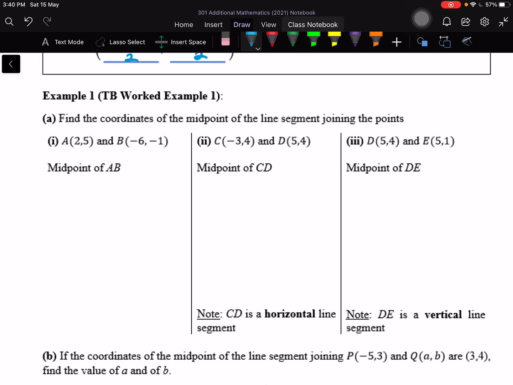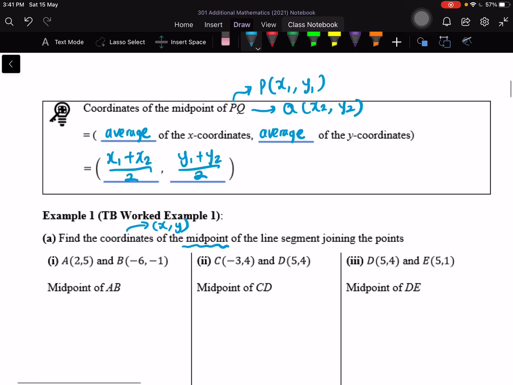Okay, now let's look at example 1. In example 1, part A, find the coordinates of the midpoint. Reminder, for coordinates, you need to find both the x and the y coordinate. So you need to find the midpoint. Just to recap, to find the midpoint, you will find the average of the x coordinates and the average of the y coordinates respectively.